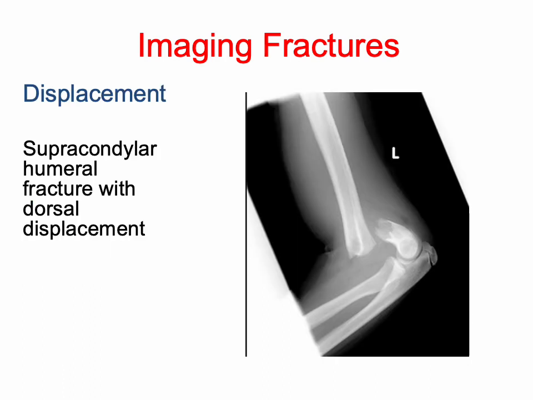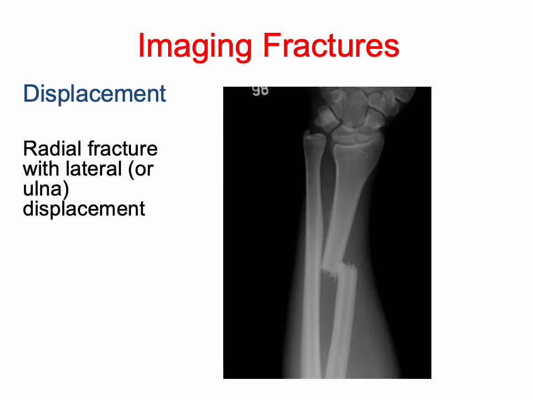So here we can see that there is a fracture of the distal humerus, and this is a supracondylar fracture, so above the humeral condyles, and it has been dorsally displaced, or you could say posteriorly displaced as well. It's also angulated, but we'll get to that in a second. And this is a radial fracture that demonstrates lateral displacement or ulnar displacement, that being the distal fracture fragment has been displaced to the ulnar side. So we've got our thumb up here, so this is the radial side and this is the ulnar side.